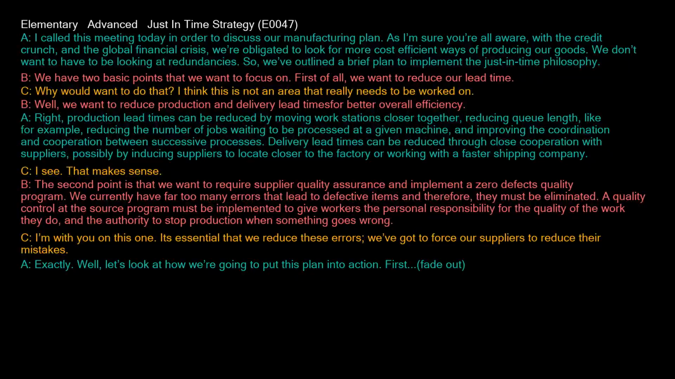Yeah. So in the dialogue, they want to implement the just-in-time strategy as a way of avoiding redundancies. But it sounds to me like actually this might cause redundancies sometimes. Well, yeah, sometimes it does. Sometimes when you make workstations more efficient or when you make all your processes work more fluidly, inevitably you will have to lay off some people that are redundant.